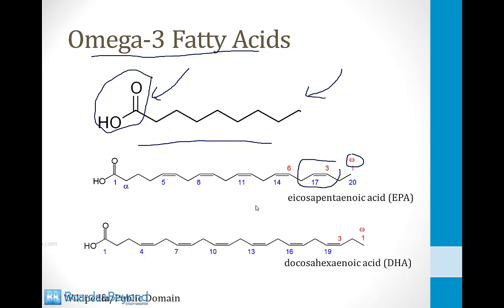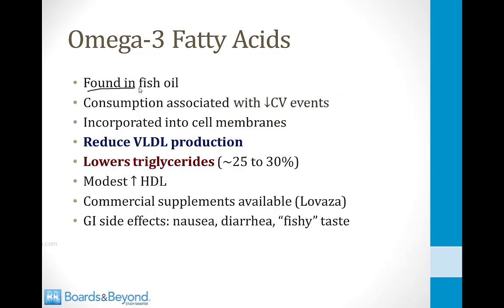This is icosapentaenoic acid. At the bottom of the screen here is another typical omega-3 fatty acid. This is docosahexaenoic acid, or DHA. And both of these are naturally occurring, but they can also be administered as supplements for patients with hyperlipidemia. Omega-3 fatty acids are found in fish oil and in certain types of fish, and consumption of high amounts of omega-3 fatty acids is associated with very low rates of cardiovascular events.